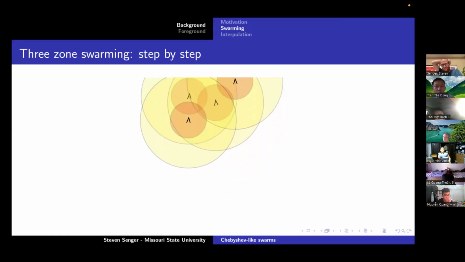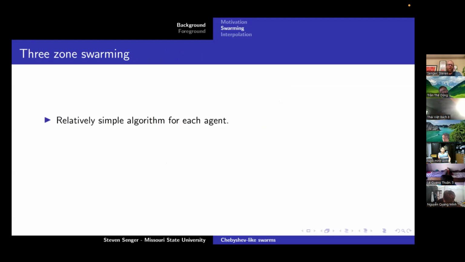Is that pretty clear? Do you all have a pretty good idea how three-zone swarming works by this point? I feel like I had some other examples in mind, and I thought, well, that might be overkill, and you might get bored with that. So that's the end of my examples for three-zone swarming, but I can answer questions if you have questions. But just to recap, what's nice about this?